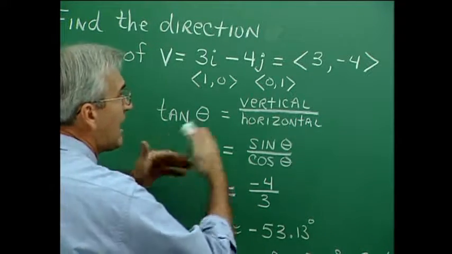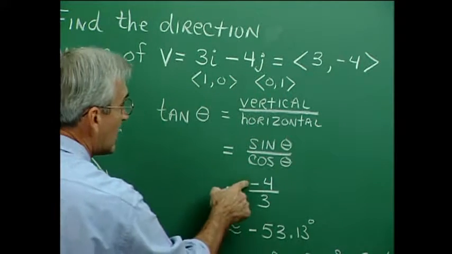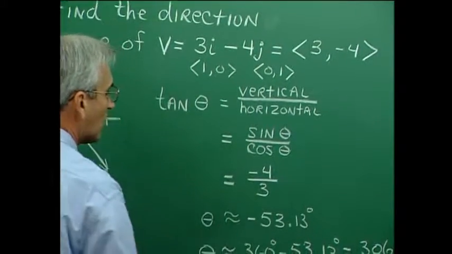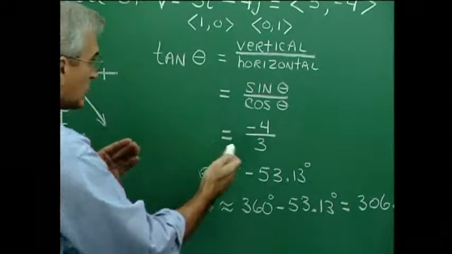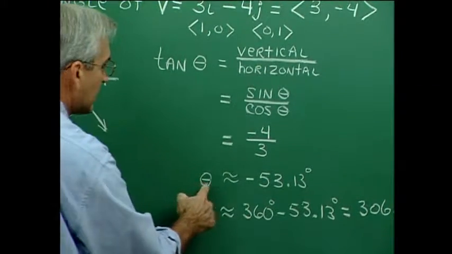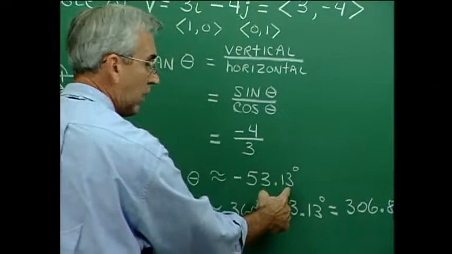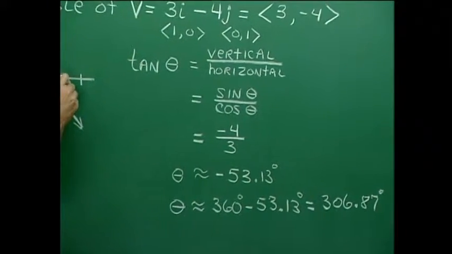Well, at any rate, if we're making the calculation right from the information given, we would just say tangent theta is equal to -4 over 3. Now, in the calculator, we want the inverse tangent of -4 over 3, and the calculator then tells us that theta is -53.13 degrees. Well, this is a reference angle, and it's a negatively measured angle.